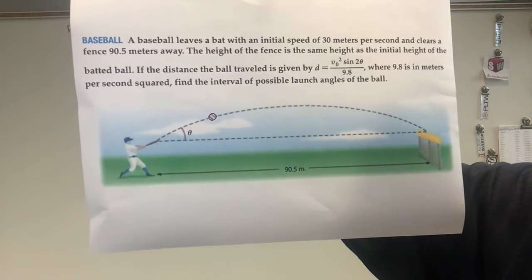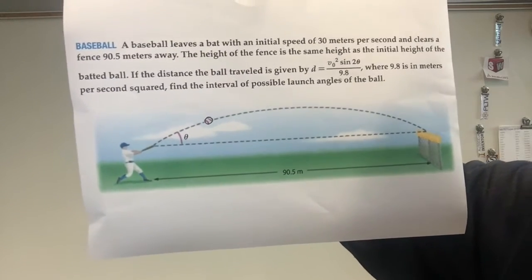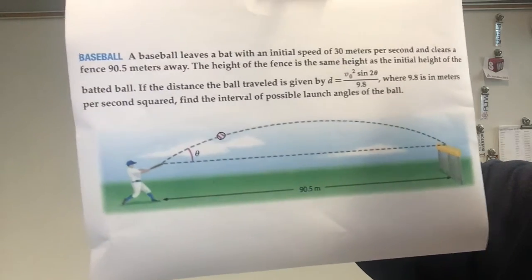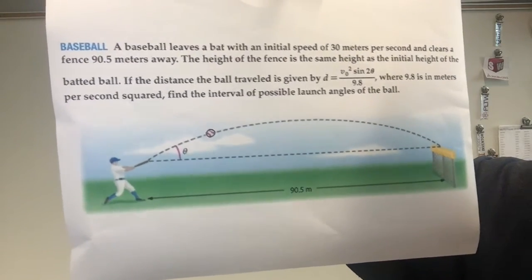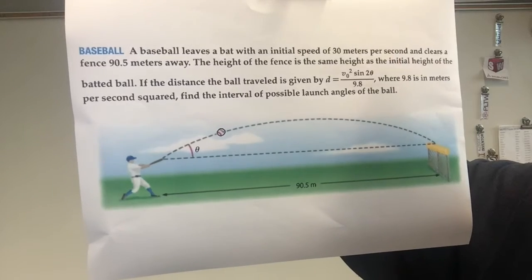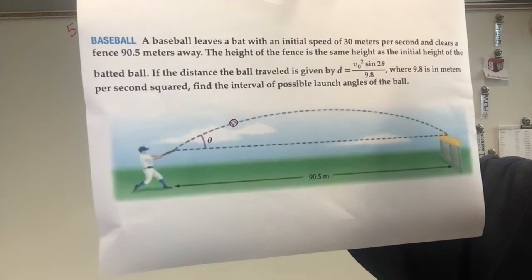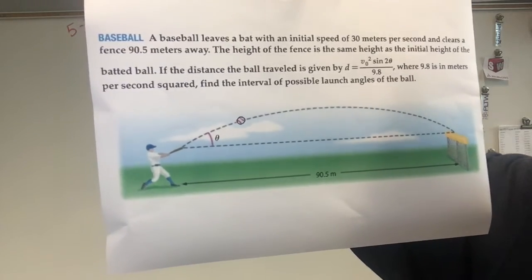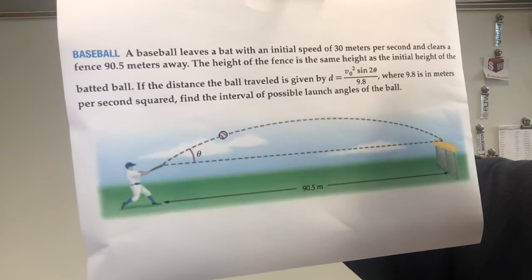If the distance the ball traveled is given by d equal to v sub 0 squared times sine of 2 theta over 9.8, where 9.8 is in meters per second squared. Why 9.8? Physics students? Oh yes, that's gravity, pulling the ball down. Find the interval of possible launch angles of the ball, which means somewhere between a pop fly that's too high and a line drive that's too low. Somewhere in between. So, here we go.